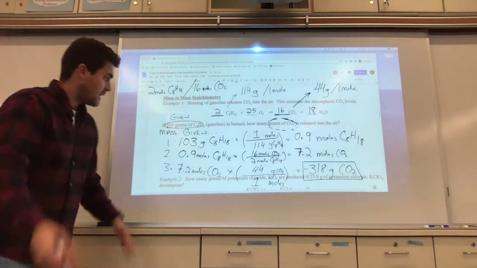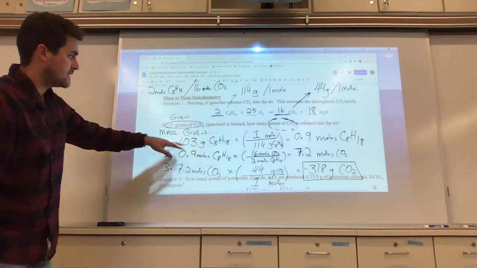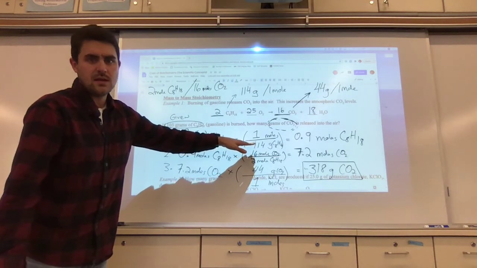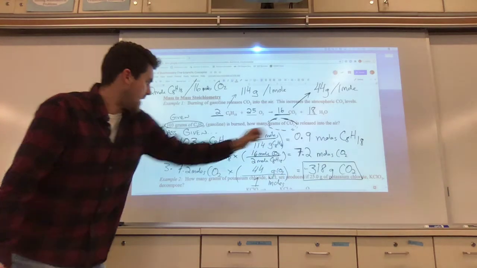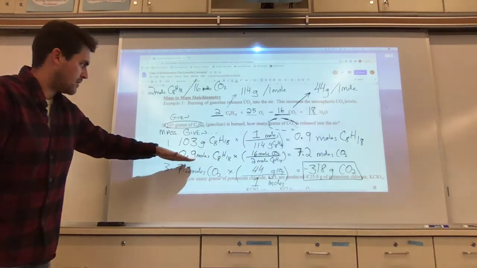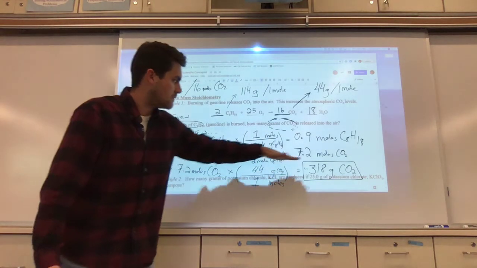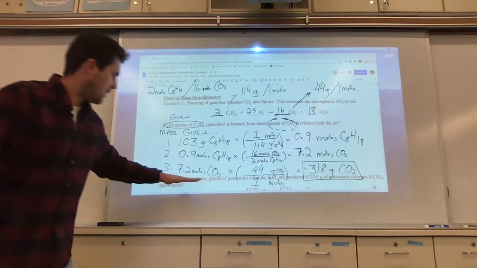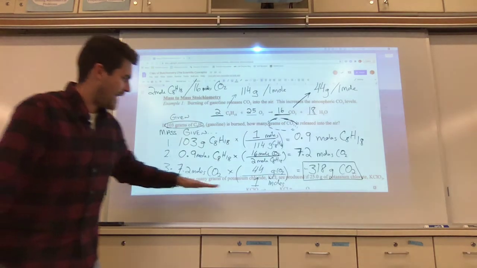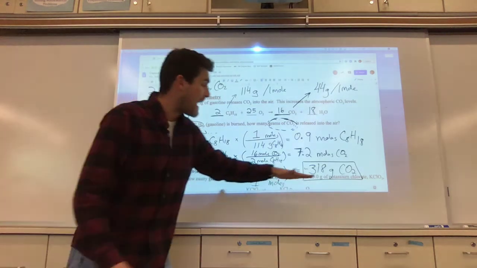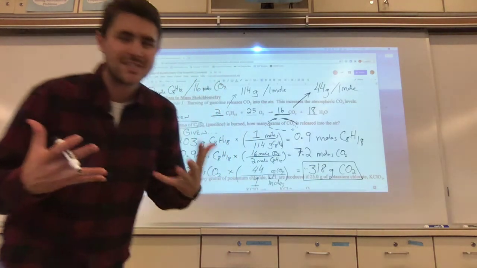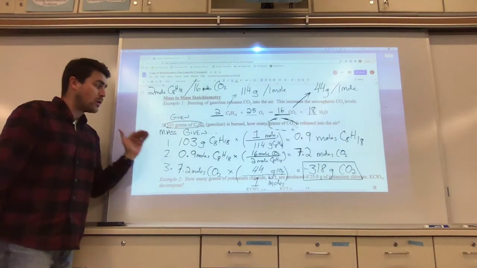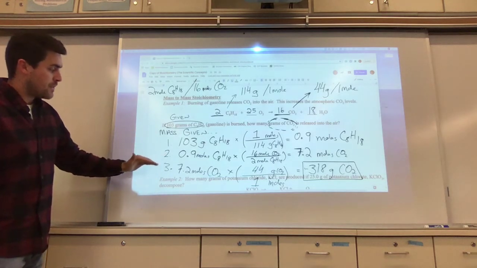3 steps. I start with my given mass. I convert it into moles of the given chemical. I use that number to convert from moles of that chemical into moles of the unknown using the balanced equation. Then I take the moles of the unknown and use its molar mass as my conversion factor to figure out how many grams that will produce in this chemical reaction. These are our steps broken out 1, 2, 3.